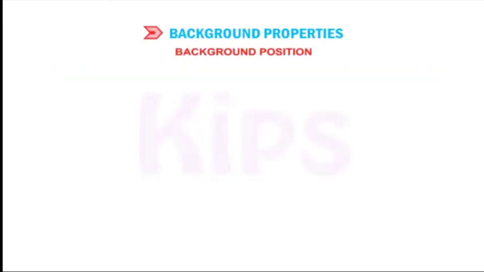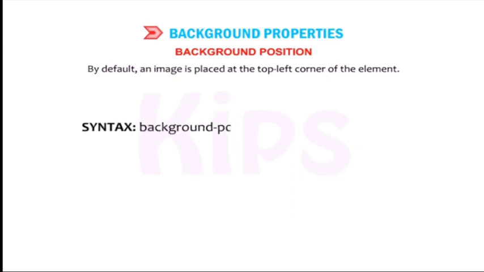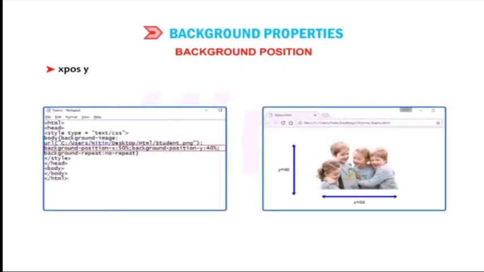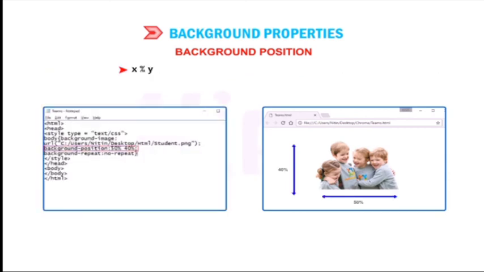Background position. This property helps us in placing the picture or image at a desired place on the HTML document. By default, an image is placed at the top left corner of the element. Syntax: background-position: value, where value equals XPOS YPOS, or X% Y%, or top center bottom, or left center right. X position, Y position specifies the horizontal, vertical position respectively in units of length. X%, Y%, horizontal and vertical position in percentage.